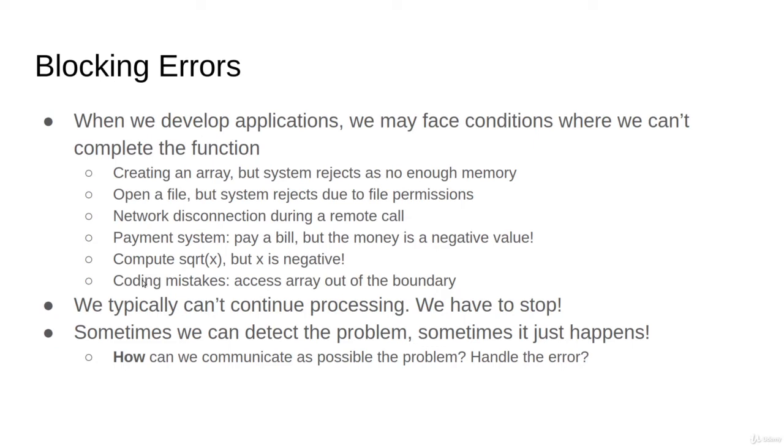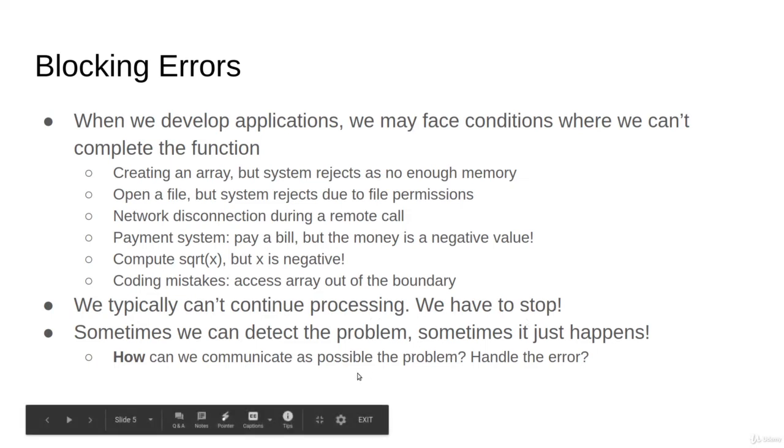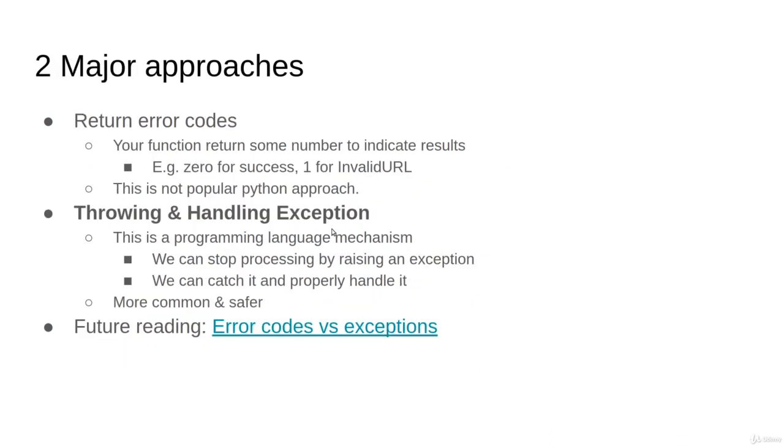And also we definitely could have a lot of coding mistakes, like maybe accessing an array out of its boundary. So in this kind of cases, we typically cannot continue processing. We have to stop. But also we would like to communicate this problem to others. Maybe they could handle it. But anyway, for us, we cannot proceed with that.